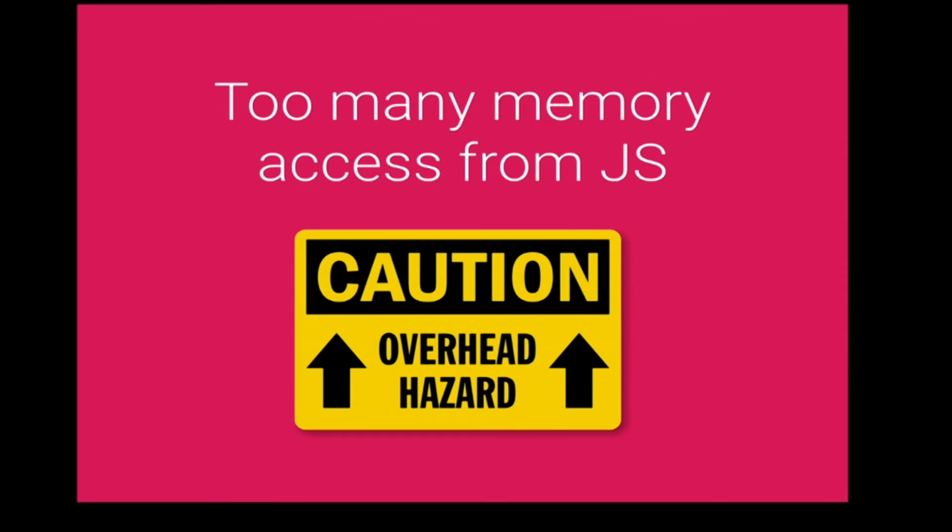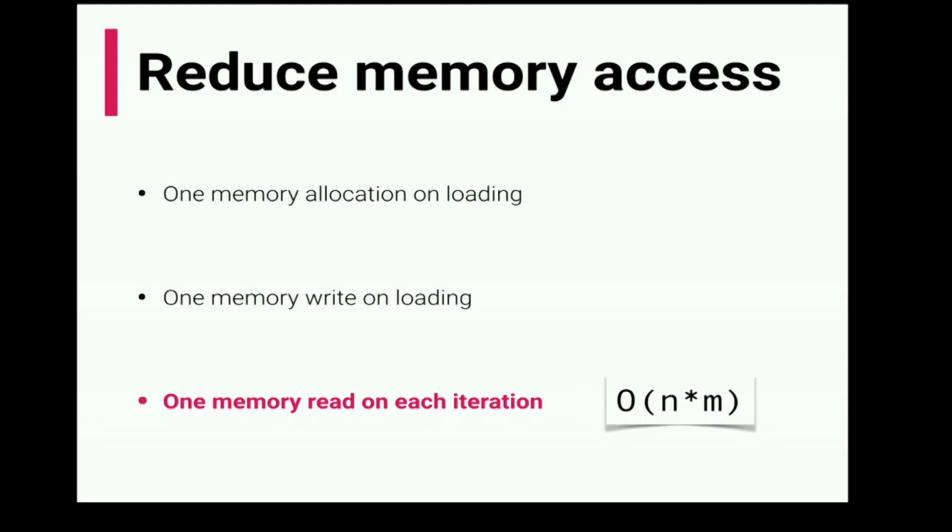Anyway, when we ran the project the first time, we noticed that the overhead caused by continuously accessing and reading the memory from JS was big and was slowing down the performance a lot. So what we did was rewrite the C program, minimizing this memory access. 1 memory allocation on loading for the current state and next state, 1 memory write on loading, and the biggest one, 1 memory read on each iteration, for the following complexity, O of n times m, the size of the matrix.